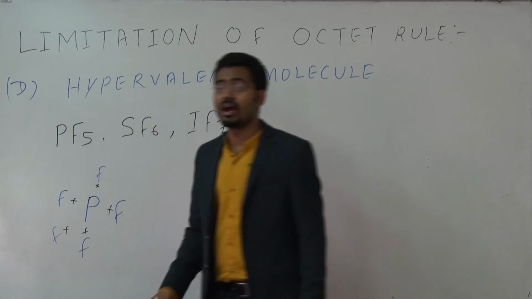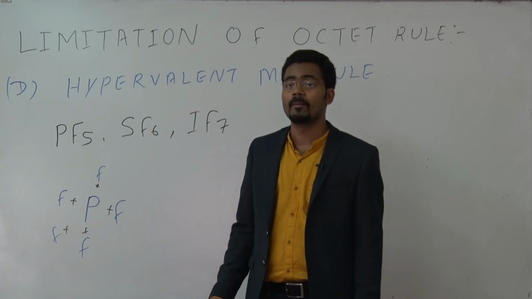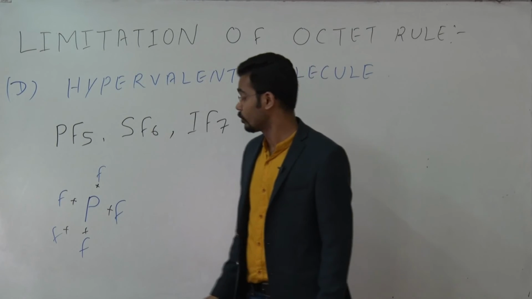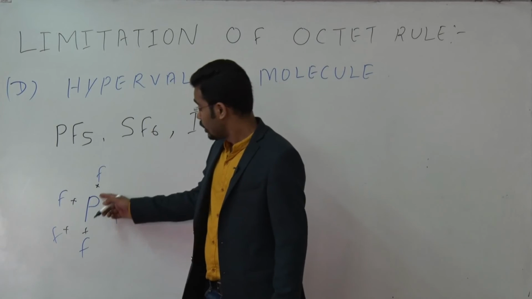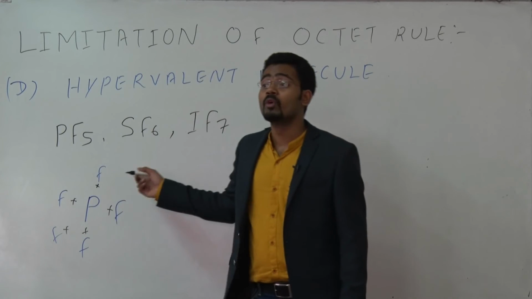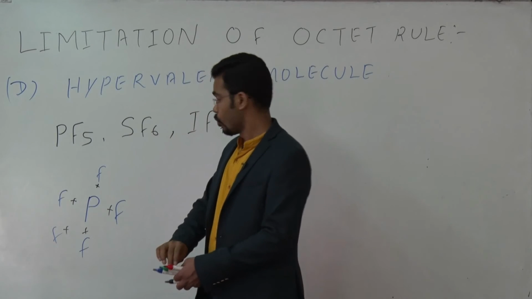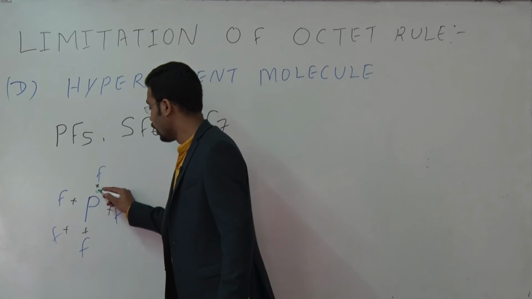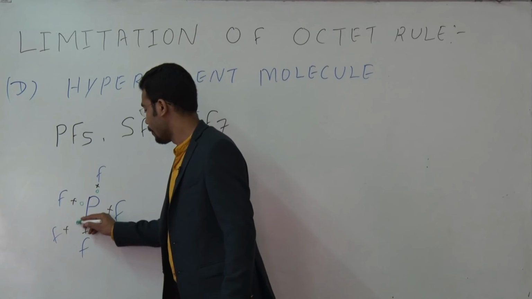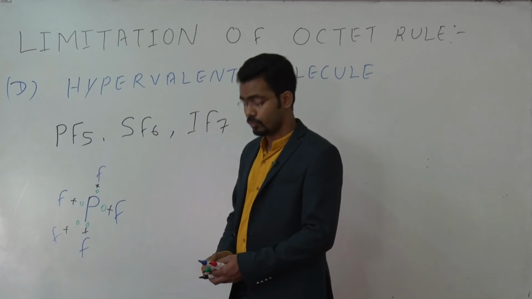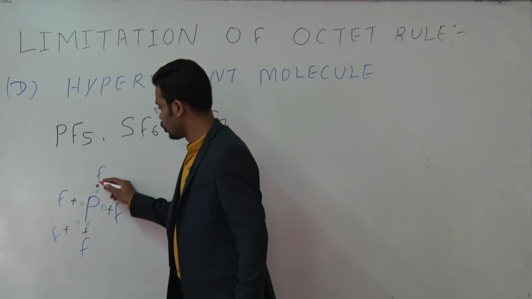Now tell me, how many valence electrons does phosphorus have? 5. And phosphorus has to make a bond with 5 fluorine atoms. So tell me, how many electrons will be shared by each fluorine? Only 1. Yes or no? So there is sharing of 2 electrons between these.